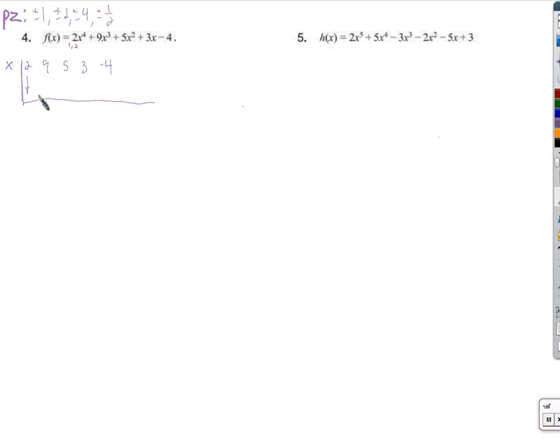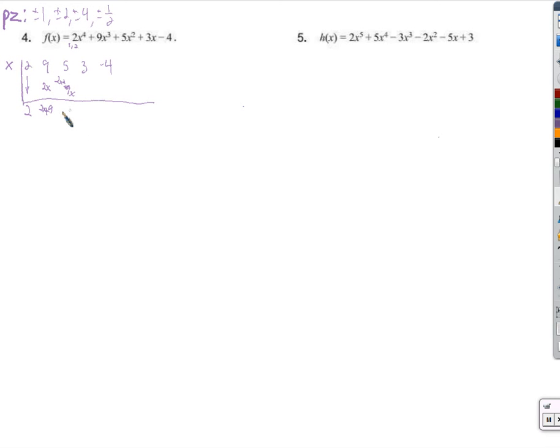Okay? So first I bring down the 2, and the first thing I do is multiply this by that, right? 2 times x. So 2x. And I add these together, so I get 2x plus 9. So then I multiply x by that, right? If I distribute the x to the 2x plus 9, that gives me 2x squared plus 9x. And then I add 5.